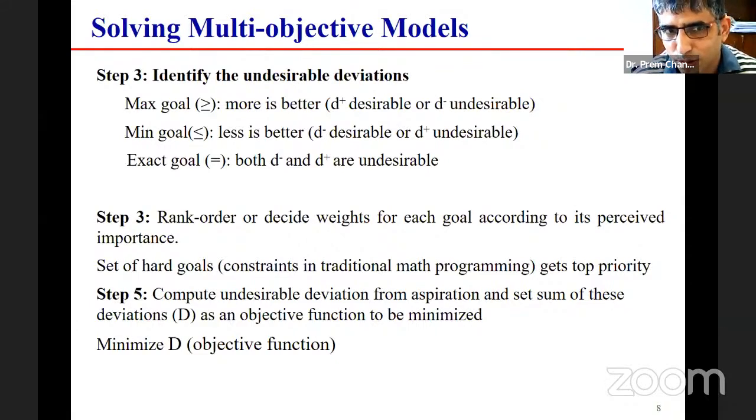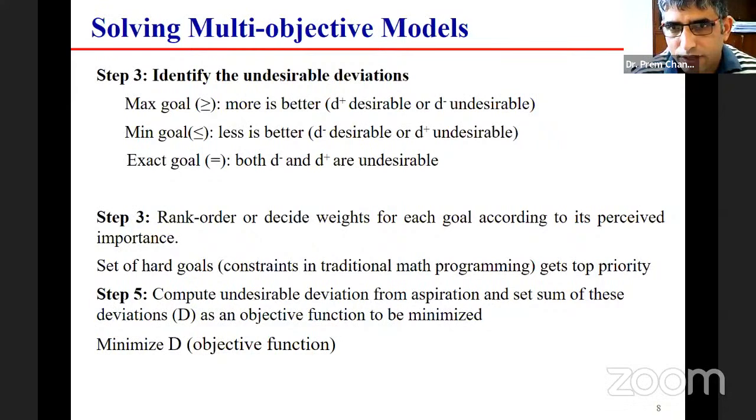For a minimization goal, positive deviations are undesirable. Suppose I want to minimize water, so I want that it should not go in excess. Excess I want to minimize. Or for an exact goal, both positive and negative deviations are undesirable. I want neither positive nor negative.